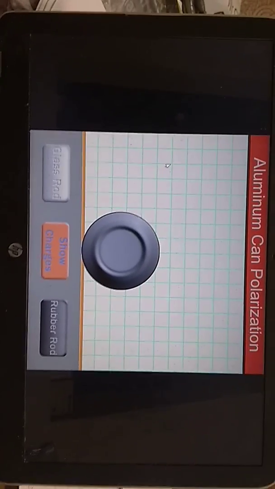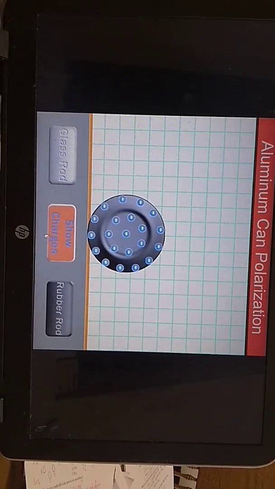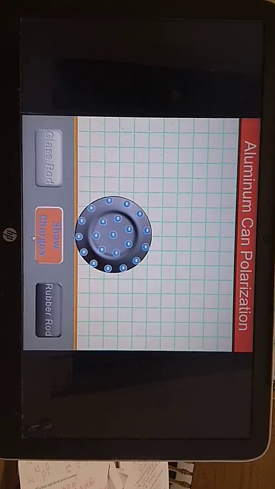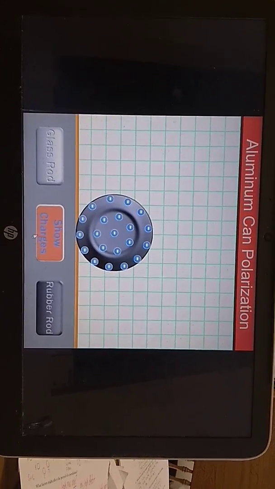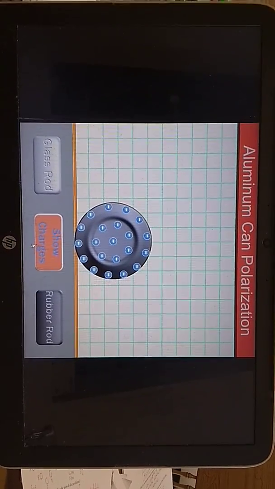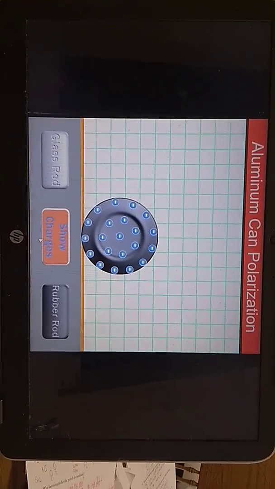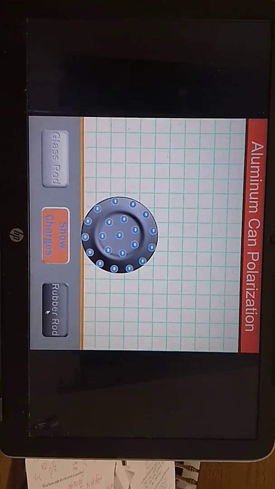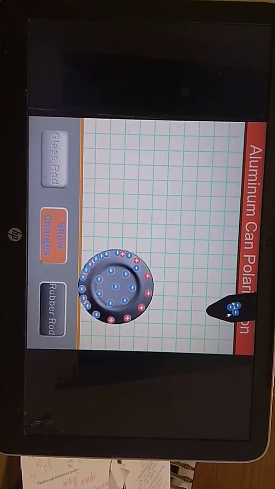So all this is an aluminum can, just like a soda bottle. And let's see here, if we click show charges, we can see that there are a whole bunch of negative charges that are spread out here. And what you'll see is once I put the other objects in there, there are also positive charges under those. Watch what happens when I put in a rubber rod. Okay, so that rubber rod you can see is negatively charged.